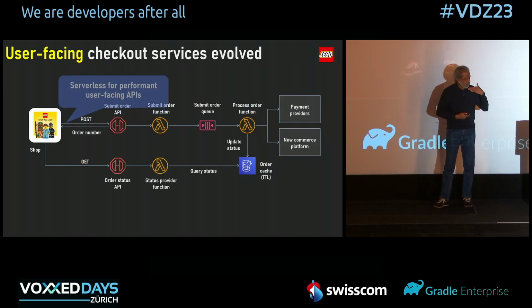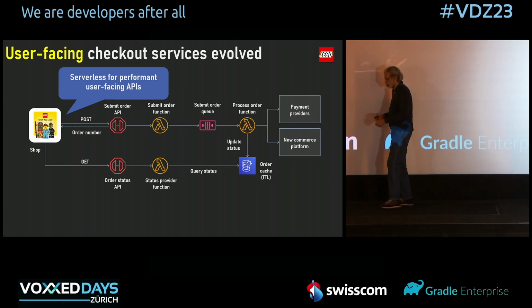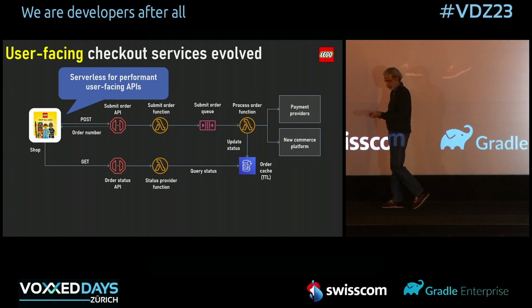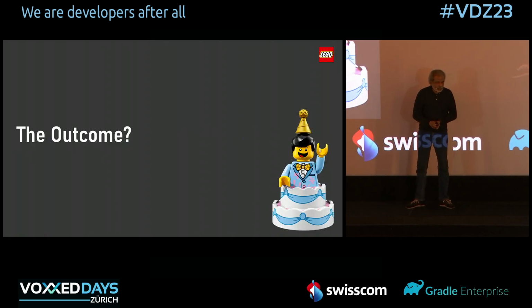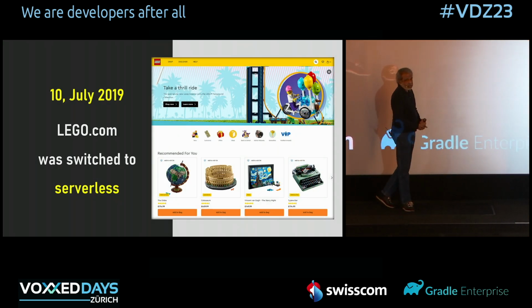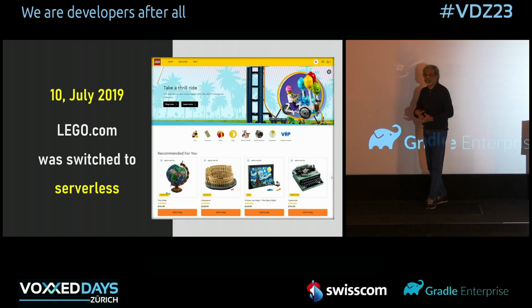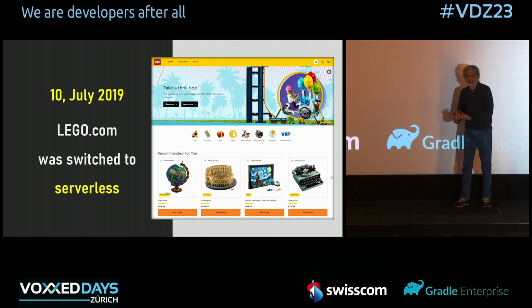And then the checkout service, this was one of the crucial services, part of the checkout flow. This is coming towards the user-facing flow. So these things happened, and then at the end of the 10 months, we moved over. It was back in 2019. We switched the backend of Lego.com completely over to serverless.